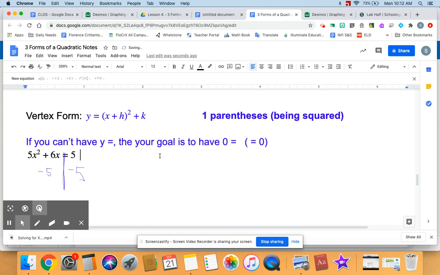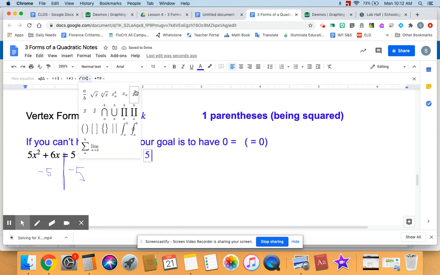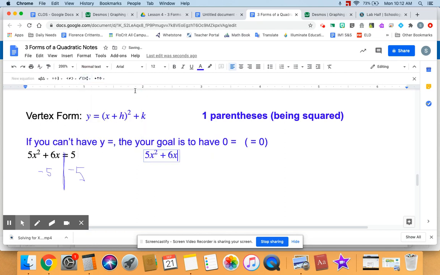So then my answer just ends up being that I have 5 x squareds, 6 x's, and then I'm minusing 5 for my c, my just number. And now on this side, 5 minus 5 equals 0.